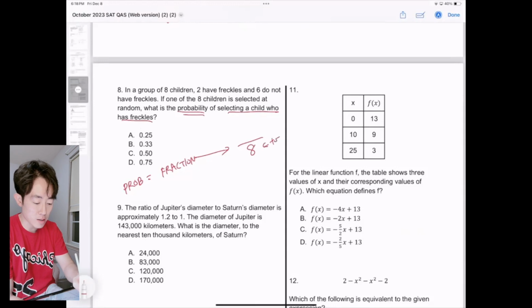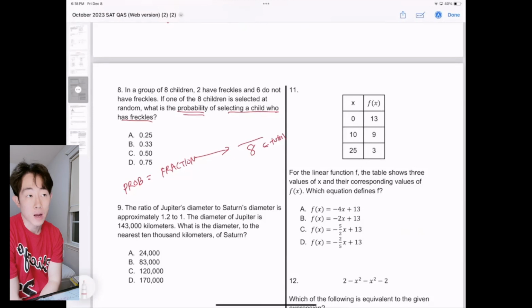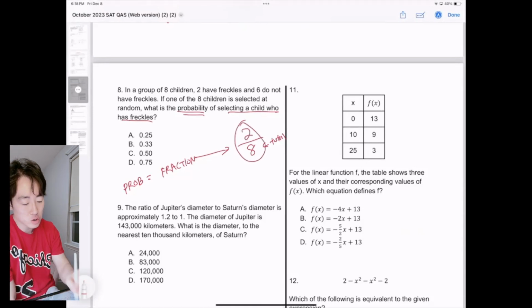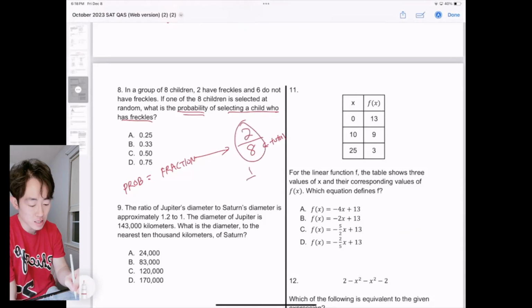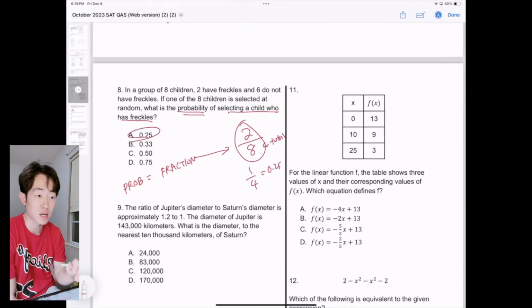So always the denominator has to be the total of the scope of the people that you're trying to select from. And 2 have freckles. So that's 2 over 8. Reduce that down to 1 over 4. It's a quarter. So it's A in terms of decimal.